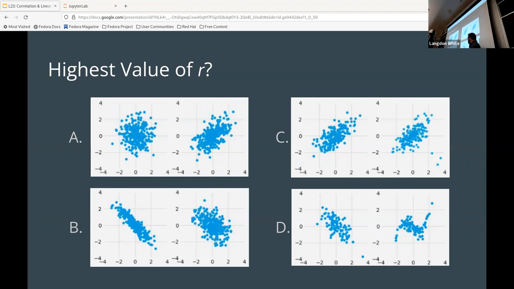So the left one is more negative. And which one of these do you think has a higher value for R? The right one. Okay, sorry, I thought you were saying the opposite. Even though this one has a lot more outliers, it's pushing it more towards zero, even though this one looks more uniform.